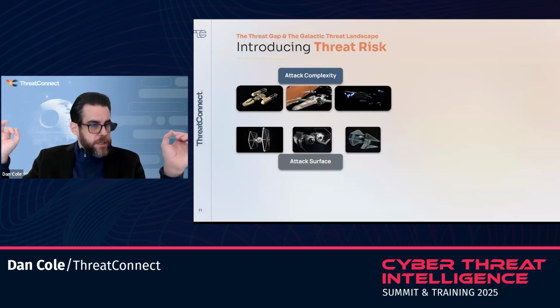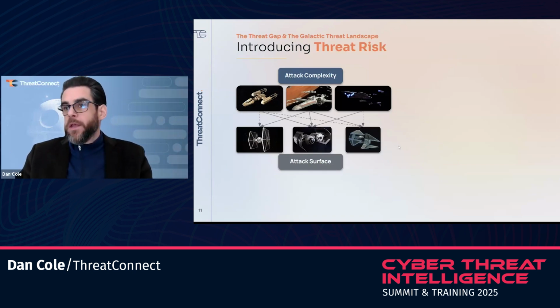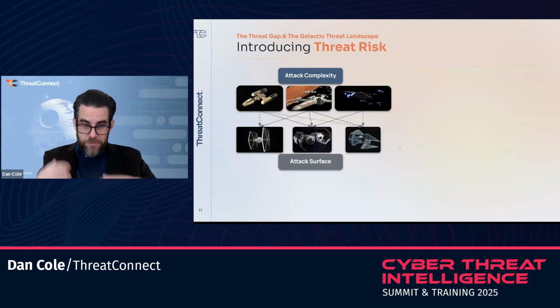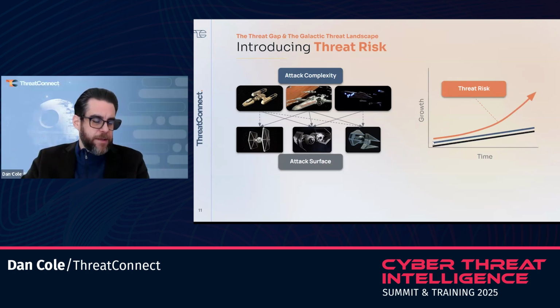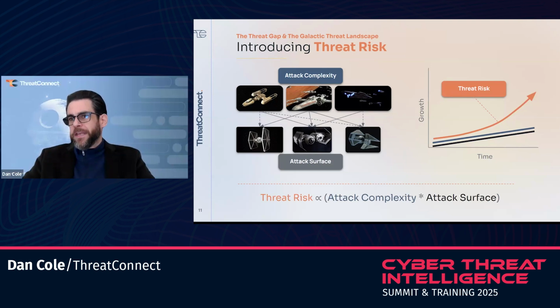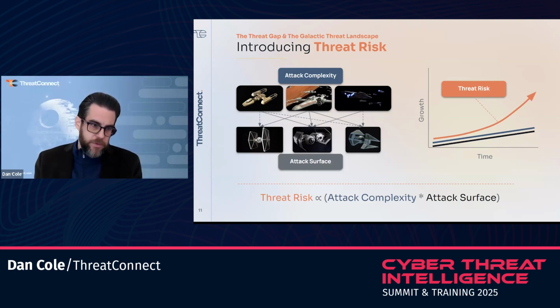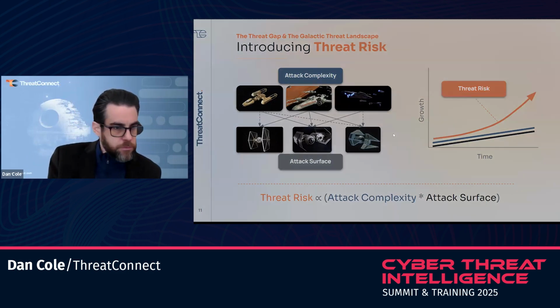And if we look at the relationship between attack complexity and attack surface, it's not one-to-one. Different attacker resources can attack different defender weak points. It is multiplicative. And so if we graph attack complexity and attack surface, what we see over time is that this sort of exponential threat risk starts to grow, where threat risk is that cumulative element of how complex attacks get and the size of the overall attack surface. And what I'm basically saying here is that threat risk grows proportionally to attack complexity times attack surface.